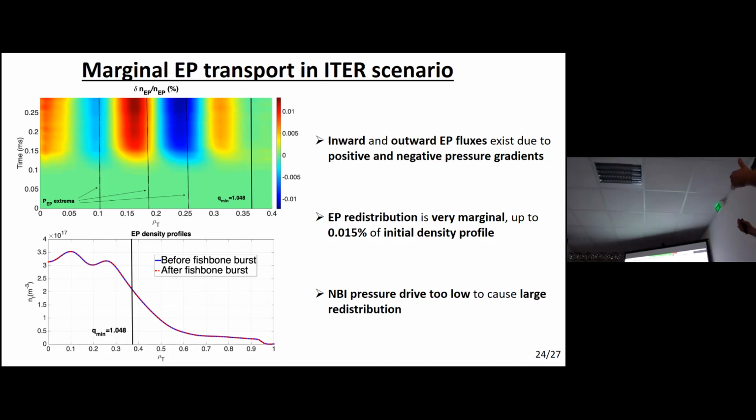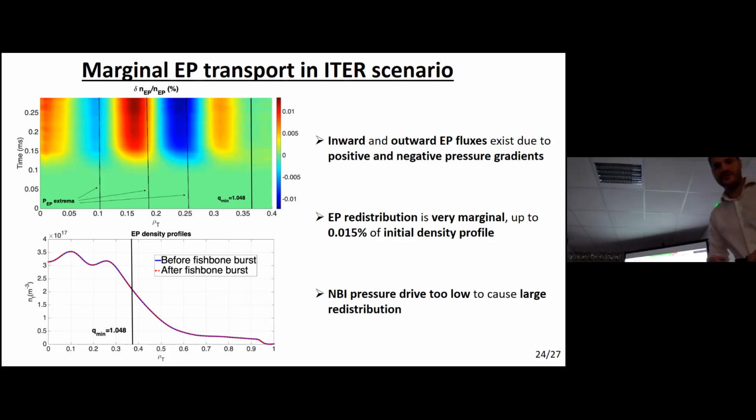Those outward and inward fluxes actually lead to a very weak redistribution that is only about 0.15% of the initial density profile, which is extremely low and actually quite satisfying for ITER operation. The reason for that is that the NBI pressure drive is much too low to cause any kind of large redistribution, because it's mostly flat within the q=1 volume.